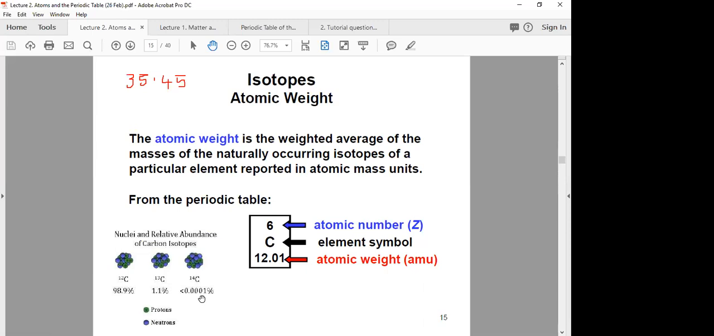So these are the 3 isotopes, 3 different isotopes. These first 2, carbon-12 and carbon-13, they are very stable. This one is a radioactive isotope of carbon. So it does decay radioactively over time. All right, so that's isotopes.